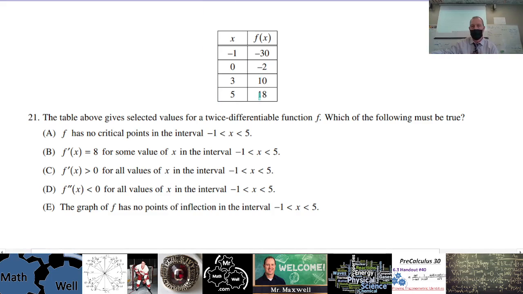So this is what you know for sure. You don't know anything in between. But you know it's a twice differentiable function, so therefore it's going to be continuous and differentiable. We're okay with that. So which of the following must be true again?